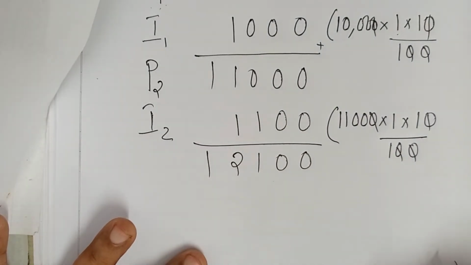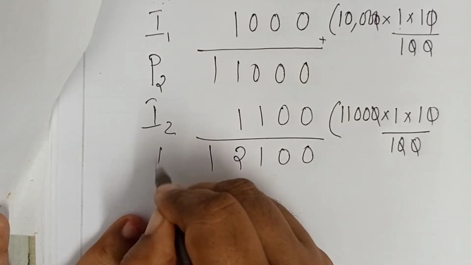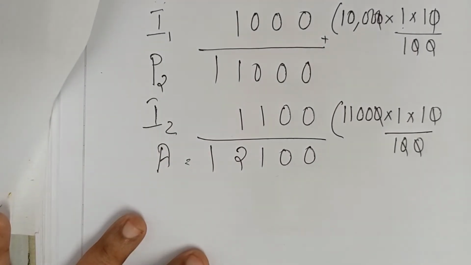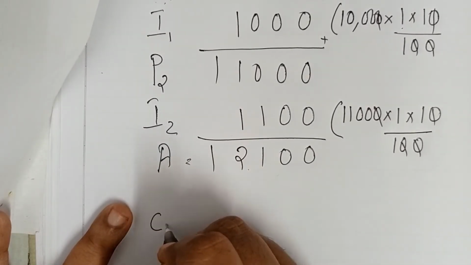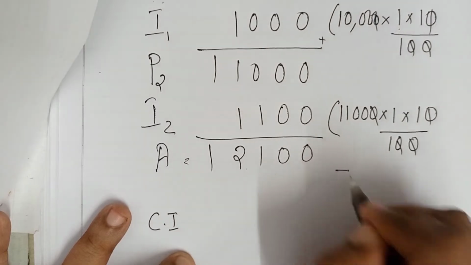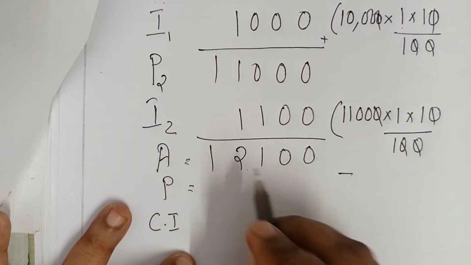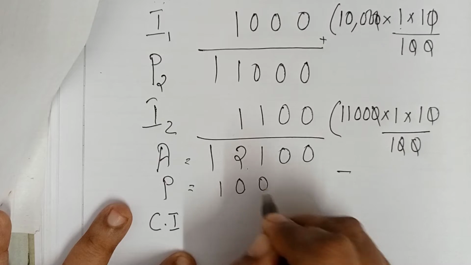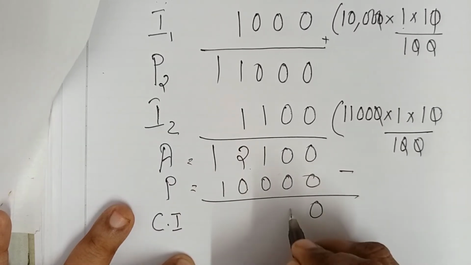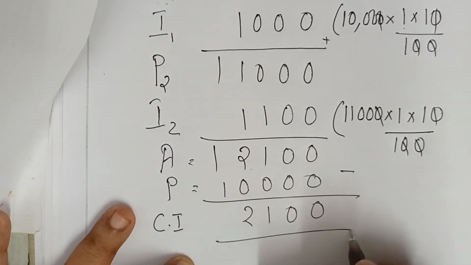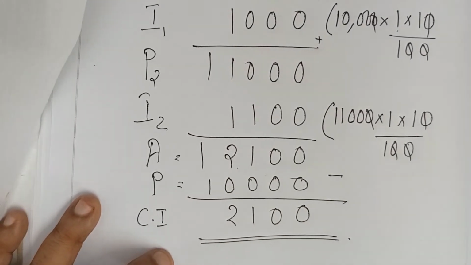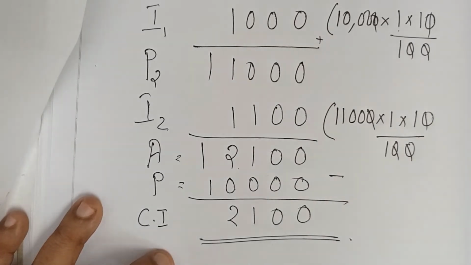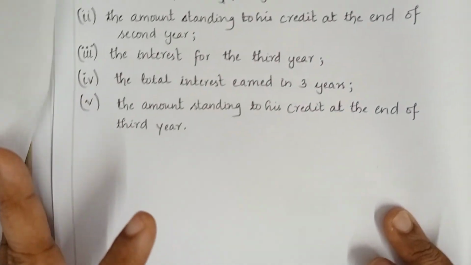Understand? This is the amount. A is equal to 12,100. Can you say what is the formula for compound interest? A minus P. What is your P? 10,000 is P. Then 2,100 is the compound interest. Okay, students. Finished? Write the second question.